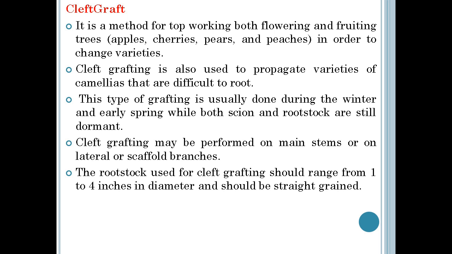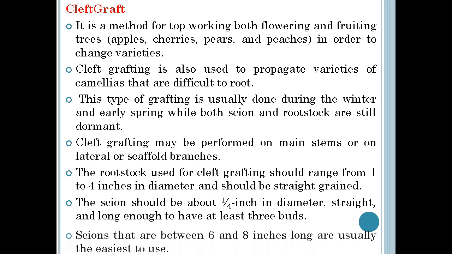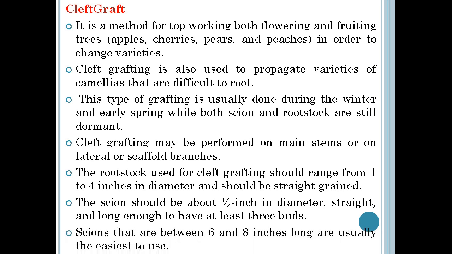The rootstock used for cleft grafting should range from 1 to 4 inches in diameter and should be straight grained. The cion should be about 1/4 inch in diameter, straight and long enough to have at least 3 buds. Cions that are between 6 and 8 inches long are usually the easiest to use.